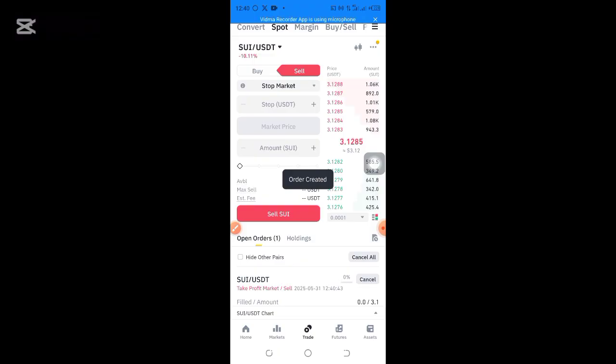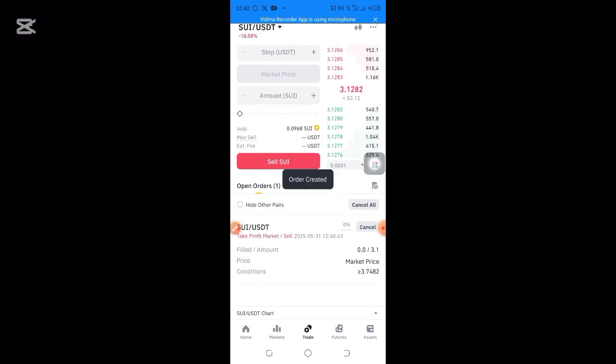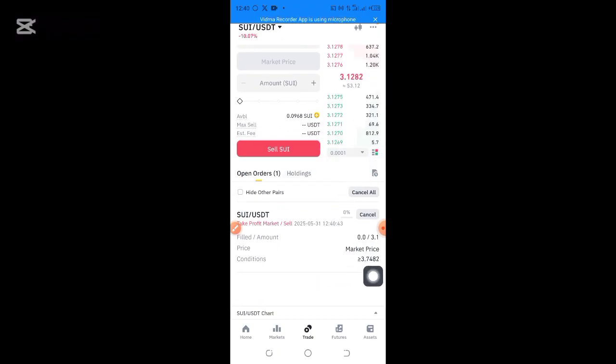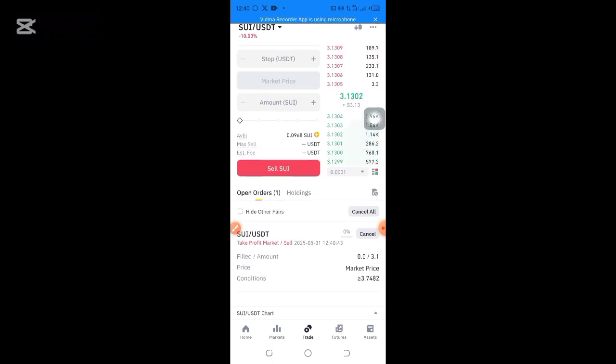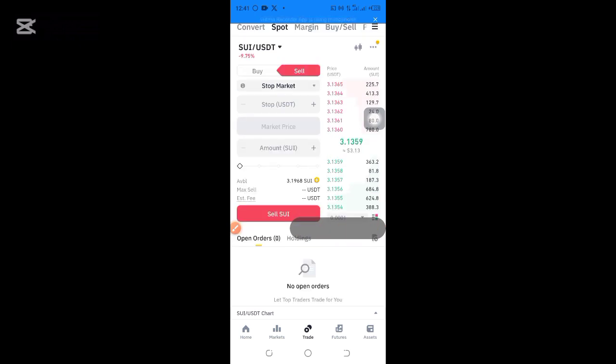So my order has been placed here. You can see the order here now. This is the order. So I'm selling my 3.1 SUI at 3.7482. So once I am selling at this amount and I entered this trade with just $10, that means I'll be making 20% profit from this trade. That is $12 in total. So that is how to take profit on your trading if you are trading on spot.